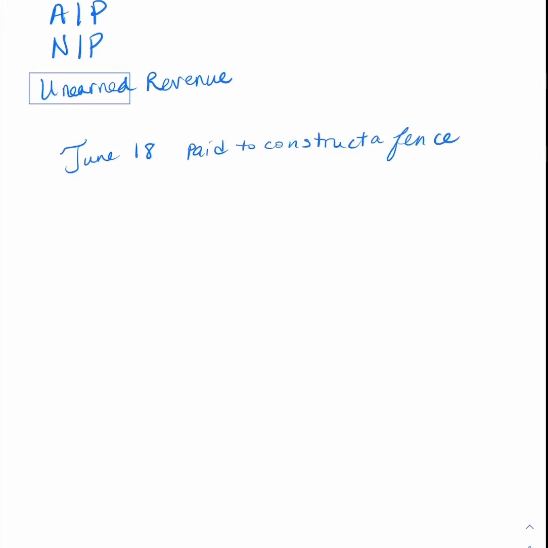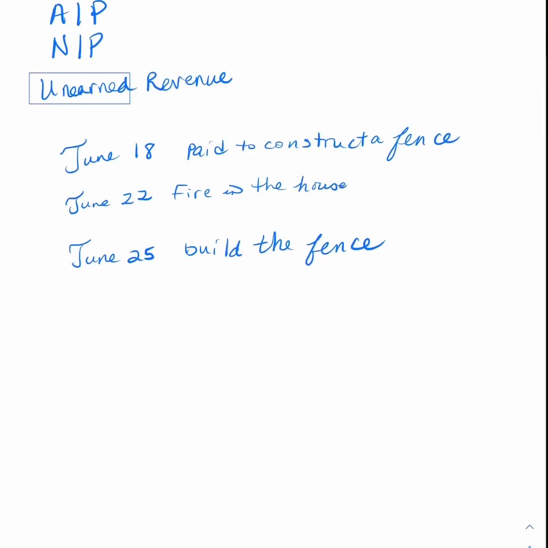And because we've not yet built that fence, we do not have revenue. Because what happens if between June 18th, and say we're contracted to go out there on June the 25th. So we are supposed to go on June the 25th to build the fence. That's what we agreed to. On June the 25th, we're going to go out there and build that fence. But on June the 22nd, there is a fire in the house, and the house burns all the way to the ground. There is no more house.